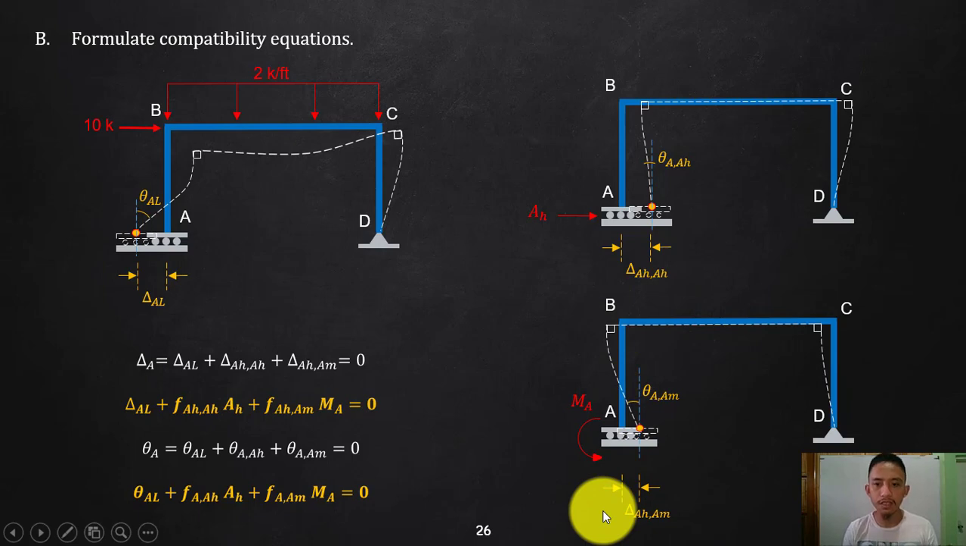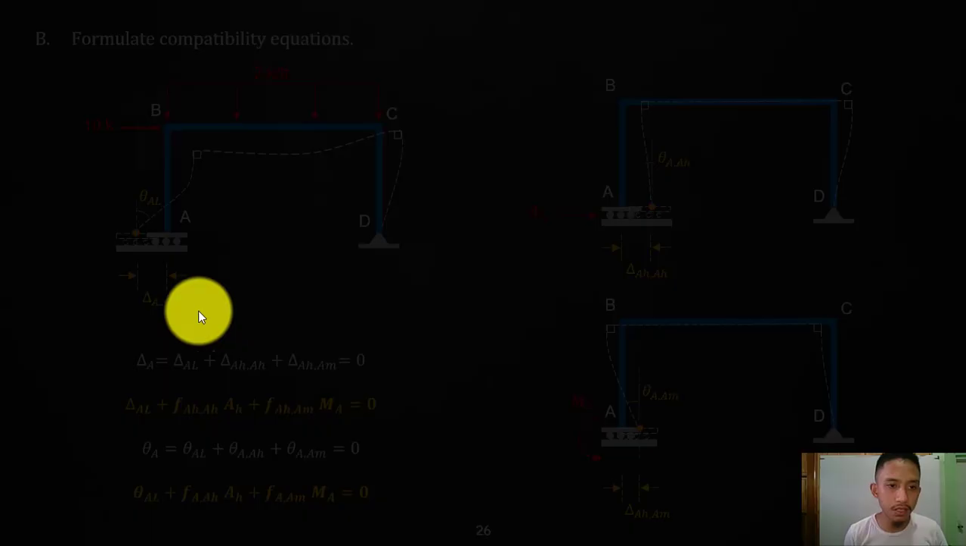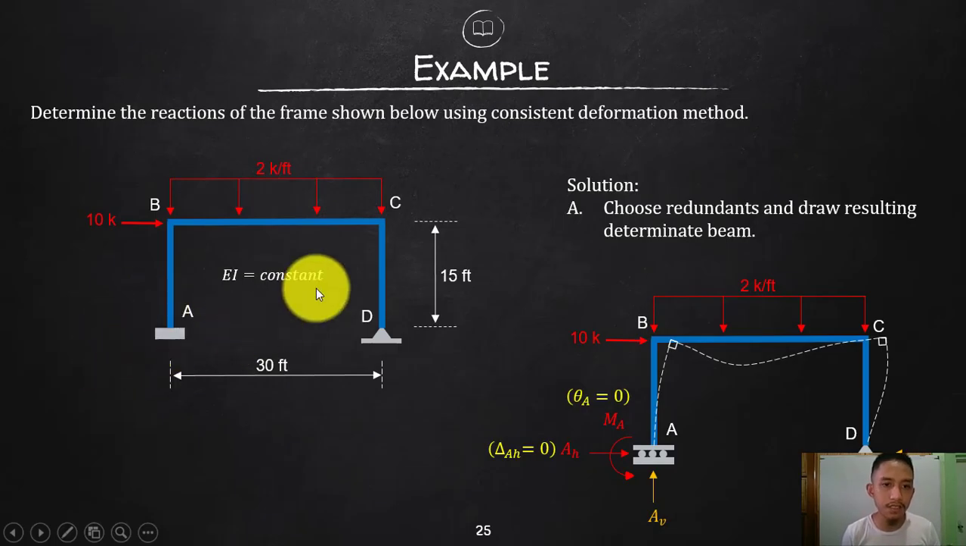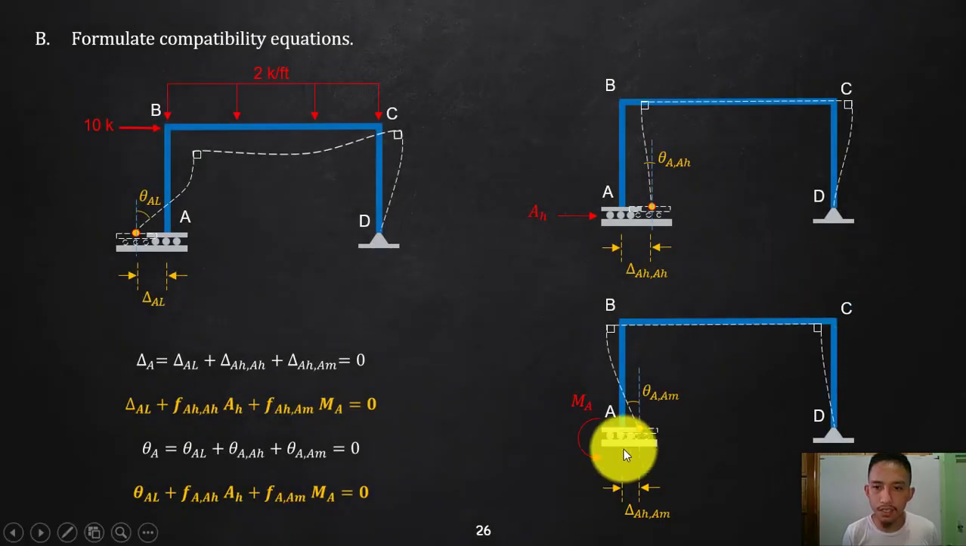So again, if you can figure out another way to make use of your subscript or to define your subscript, it's up to you. So again, your rotation here is again rotation at A due to our moment at A. So I need to go back to the original situation wherein that is fixed. So this is just the primary frame or primary structure, the resulting determinate structure.